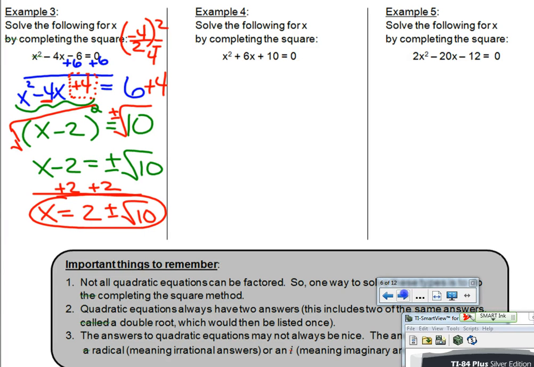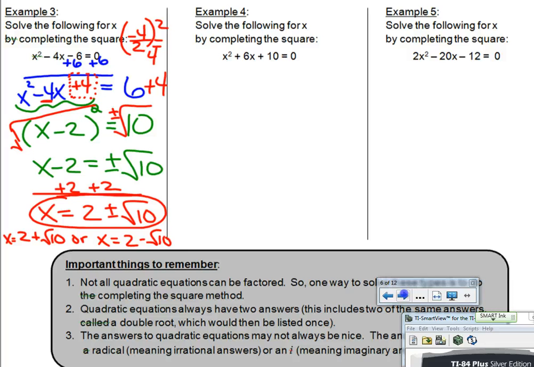You're going to see this form of the answer commonly. But if you really want to know, it really does mean that x is either 2 plus radical 10 or x is equal to 2 minus radical 10. But again, we don't normally separate them unless they're nice numbers, both pieces. But you can if you feel like it.